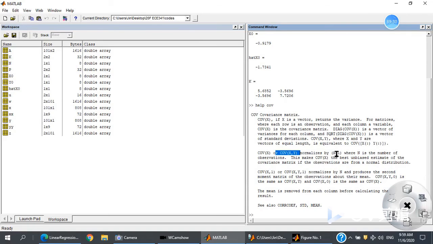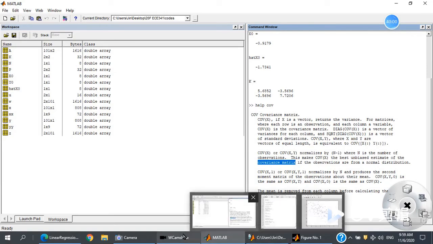This one is normalized by n minus 1. So that means when you take the average, you divide by n minus 1, the same way as in s squared, right? And n is the number of observations, the number of samples. This makes it an unbiased estimation of the covariance matrix. So here we have the concept of covariance matrix. So what is a covariance matrix?